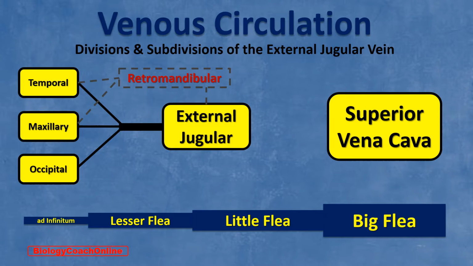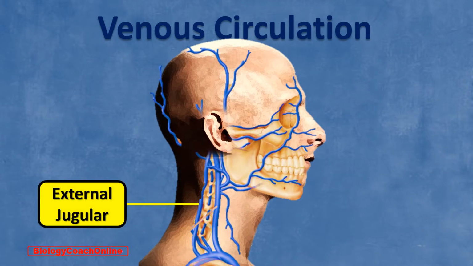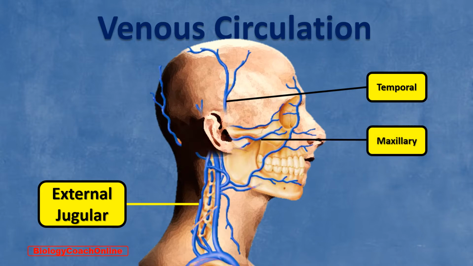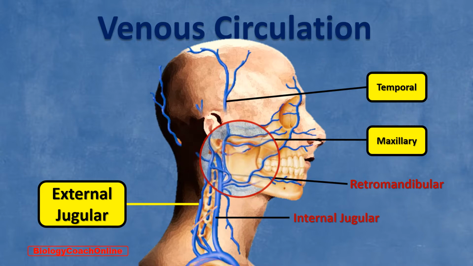Now the external jugular then drains into the superior vena cava, remember, by way of the subclavian and brachiocephalic veins, which I have omitted here for clarity. Now we can locate the vessels associated with the external jugular on the illustration. So here is your external jugular. Your temporal vein is right here. The maxillary vein then is below that right here. Your retromandibular vein is here. Now if I enlarge this area, then you can better see the retromandibular vein right here. You can see how the external and internal jugulars have the retromandibular vein in common. And your occipital vein is right back here.